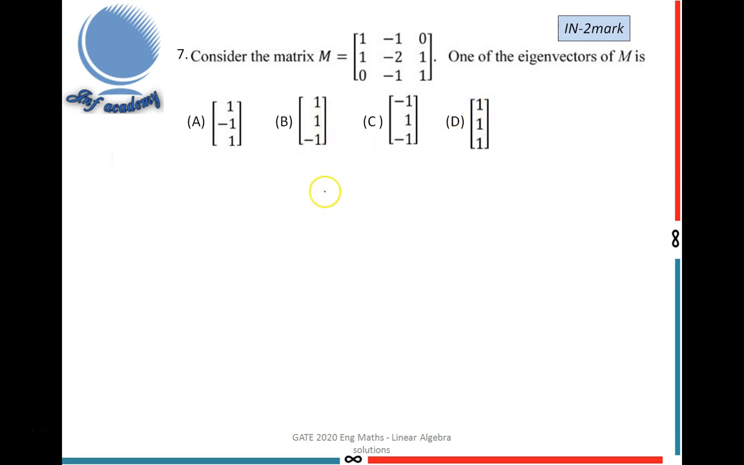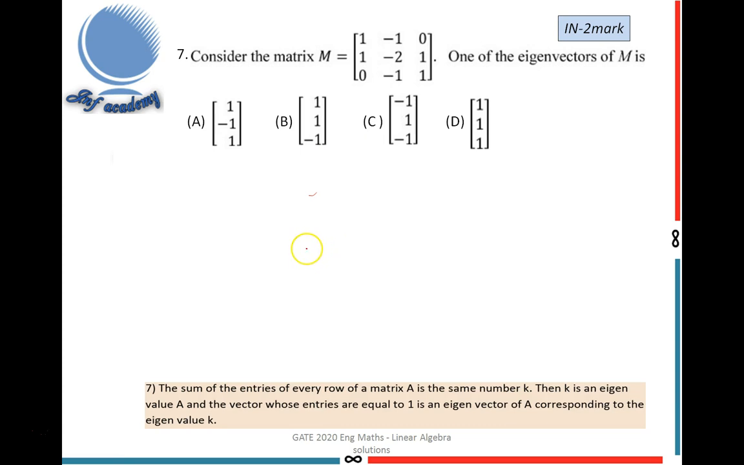Here I use one property. Suppose you are trying to find the eigenvector by using the normal procedure, by using the definition, it would take a long time. So here I use one property: if the sum of the entries of every row of your matrix is the same number, then that number is an eigenvalue of A, and the vector whose entries are all equal to 1 is an eigenvector of that matrix corresponding to that eigenvalue, which is that sum. So here I use that property.